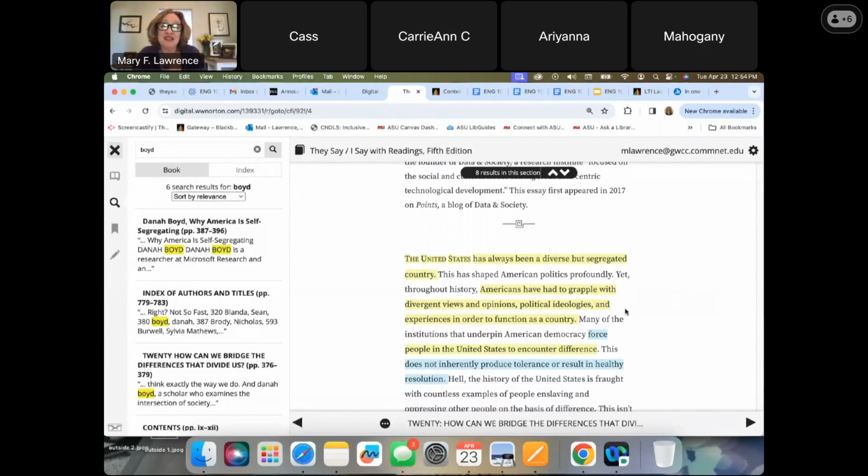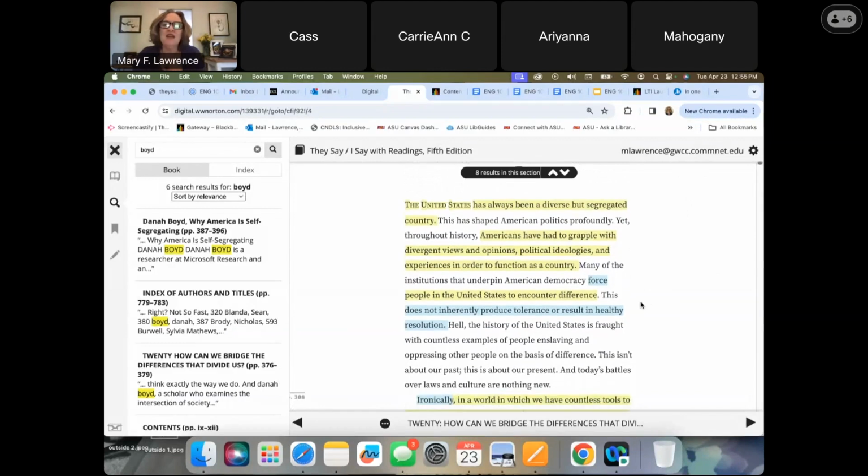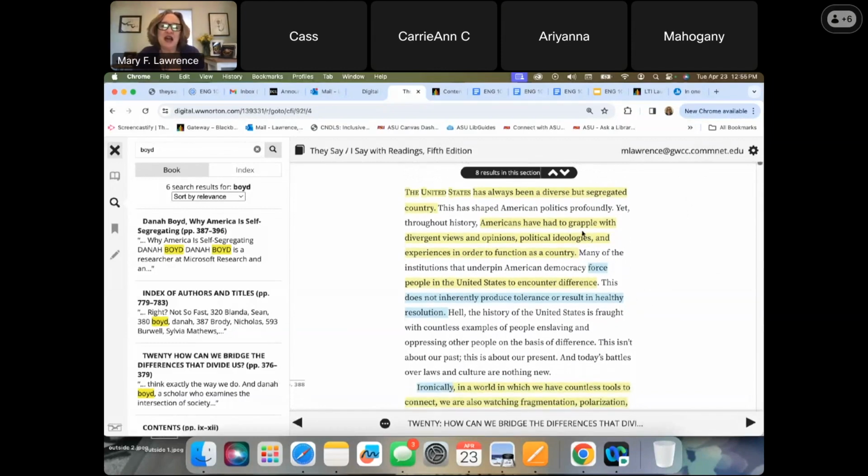So she starts by giving some context. The United States has always been a diverse but segregated country. So she makes that general statement. Think about the founding of our country. It's probably true. Americans have had to grapple with divergent views and opinions, political ideologies, and experiences in order to function as a country. So, okay, she's saying this is pretty much what our country is all about.